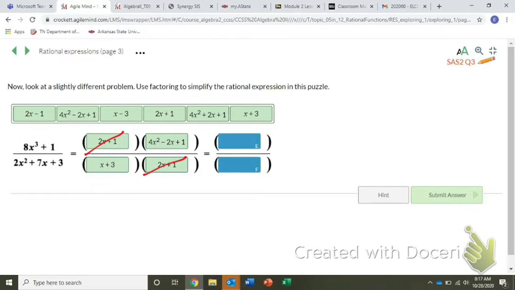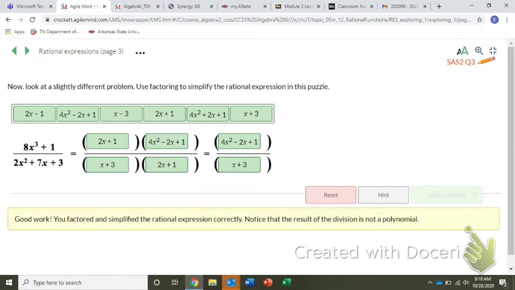Okay, so since we can mark those out, we just carry what's left. So our answer would be 4x squared minus 2x plus 1 over x plus 3.